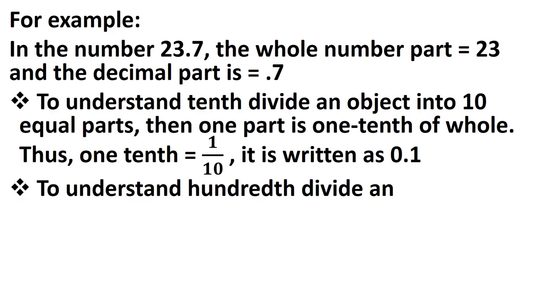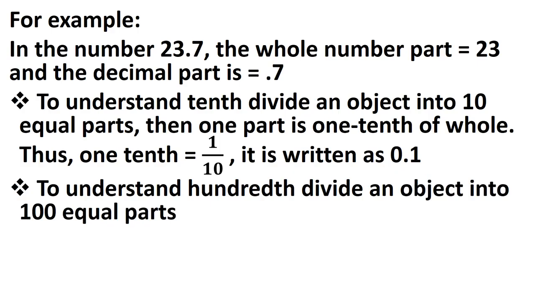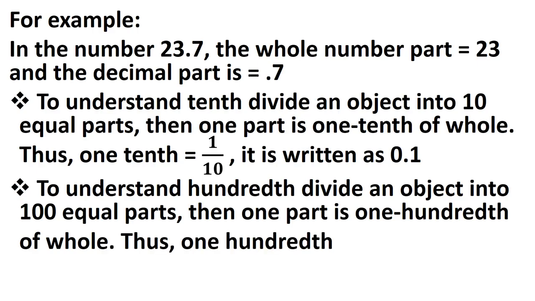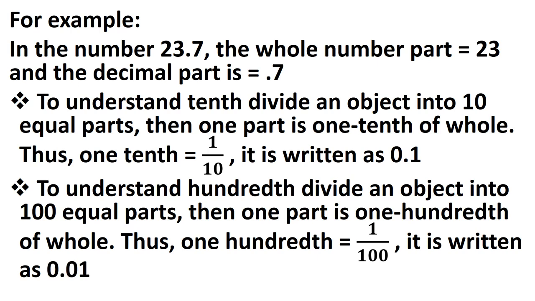Now, to understand the hundredth, divide an object into 100 equal parts. Then one part is 1/100th of the whole. Thus, one hundredth is equal to 1/100. Total parts are 100, that we write in the denominator, and one part we have taken out. And in decimal it is written as 0.01.